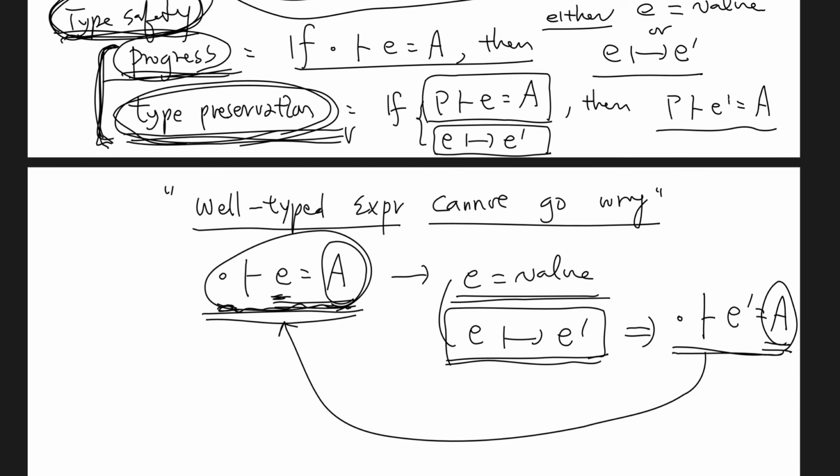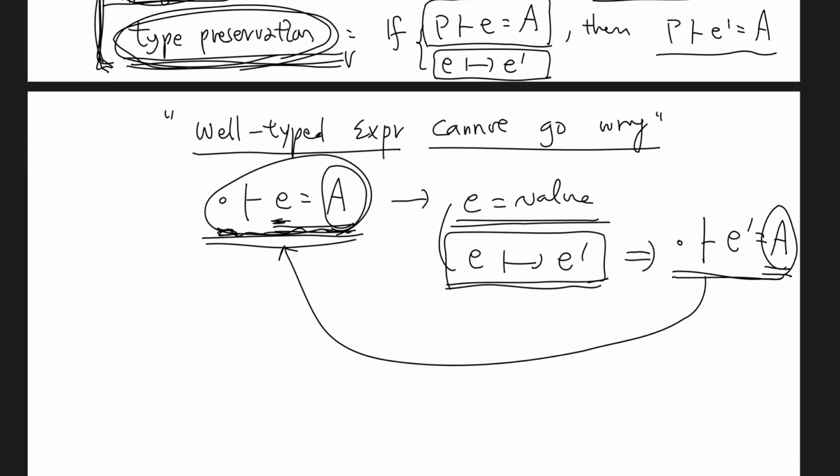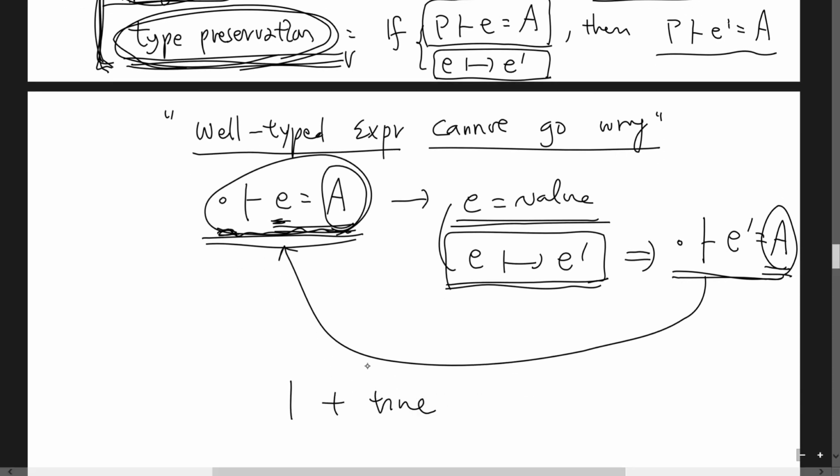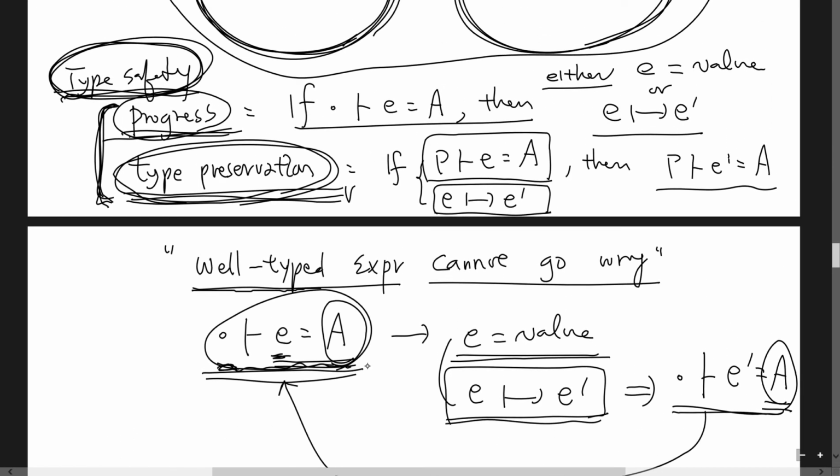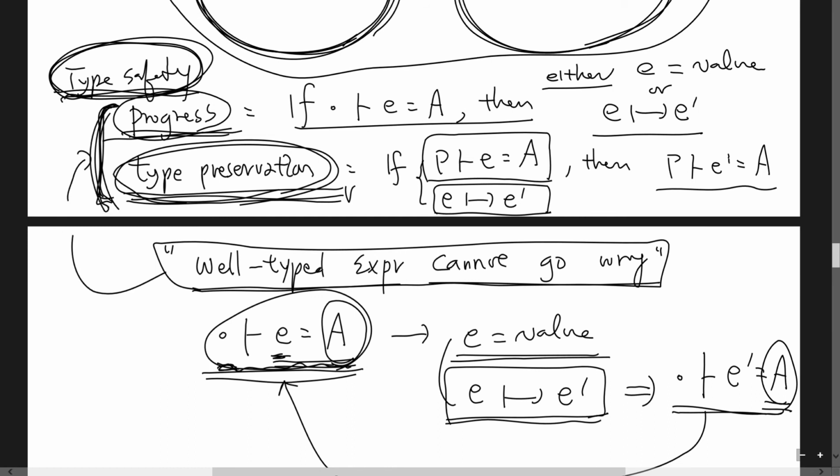for many more steps, but nothing wrong will happen along the way. You will never find some funny expression like 1 plus true or something like this. Starting from a well-typed expression, you will not be able to generate some funny expression like this. So that's what this phrase, well-typed expressions cannot go wrong, really means. And that's an easy way to summarize these two properties constituting type safety: progress and type preservation.